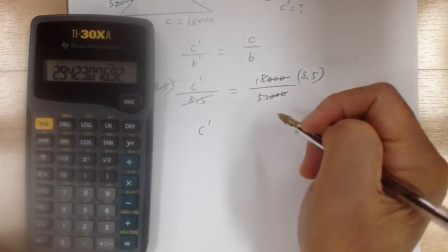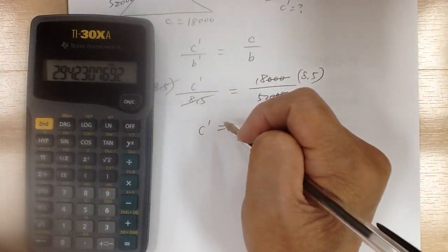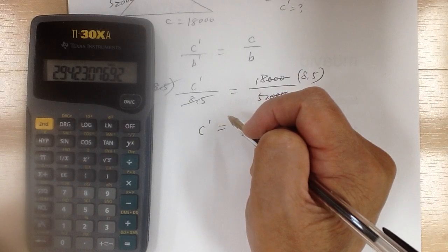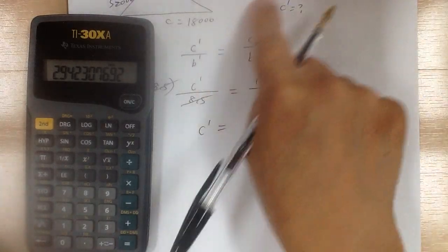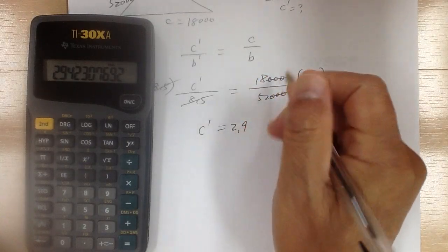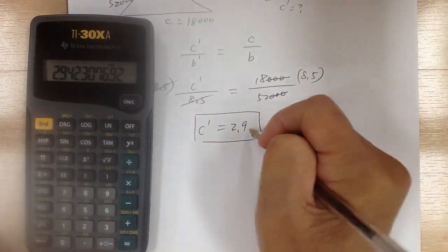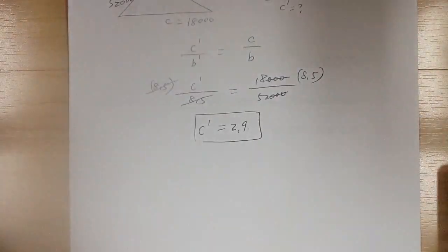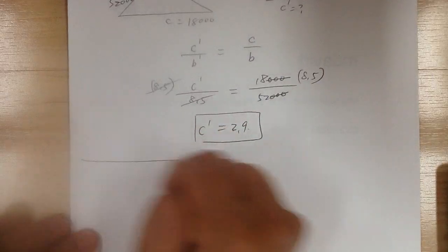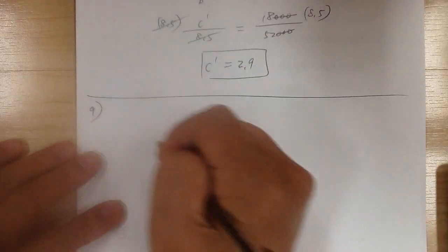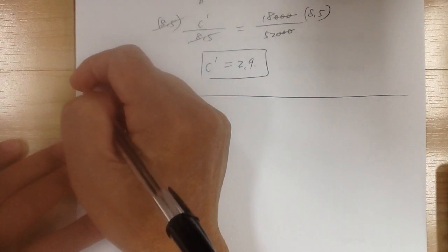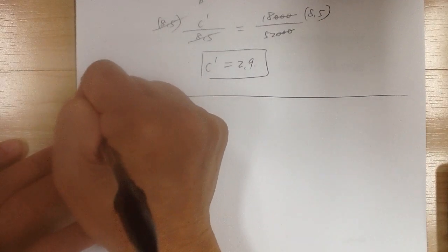So C prime will equal, let's see, it doesn't say how many decimal places, so we'll just follow one decimal place. So it would be 2.9. If I had 2.94, that's fine. Okay. Number 9. Oh, skip number 9. We don't need to do number 9. Okay, let's go to 11.